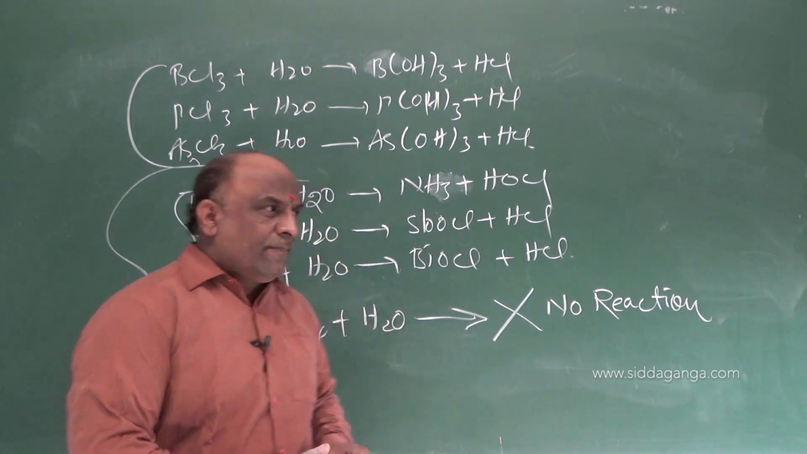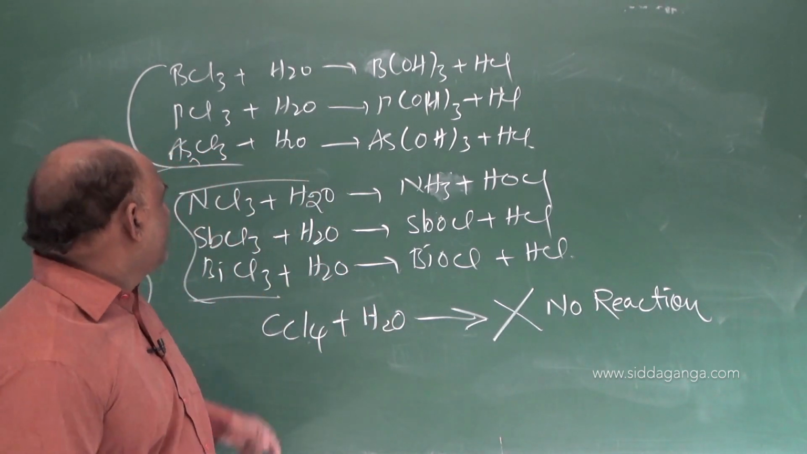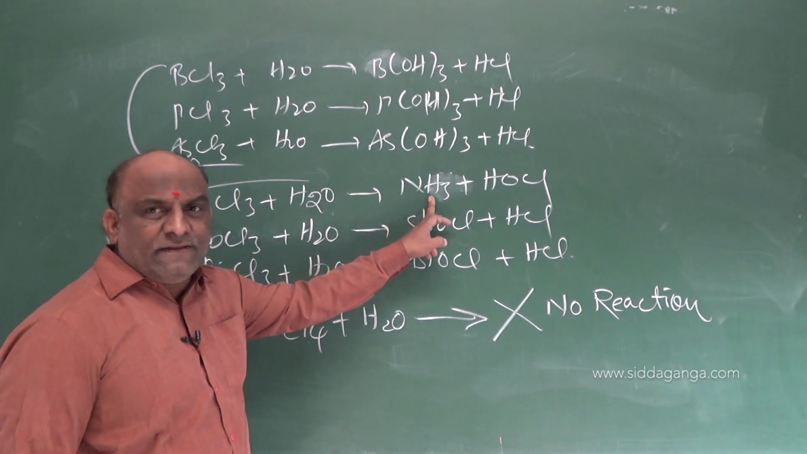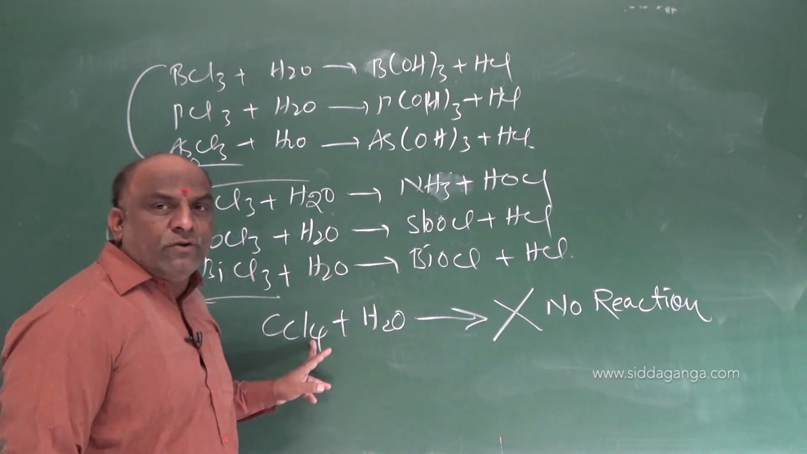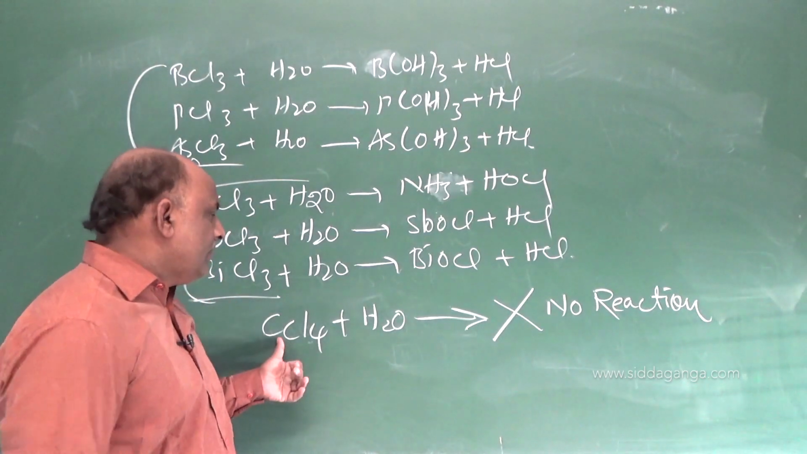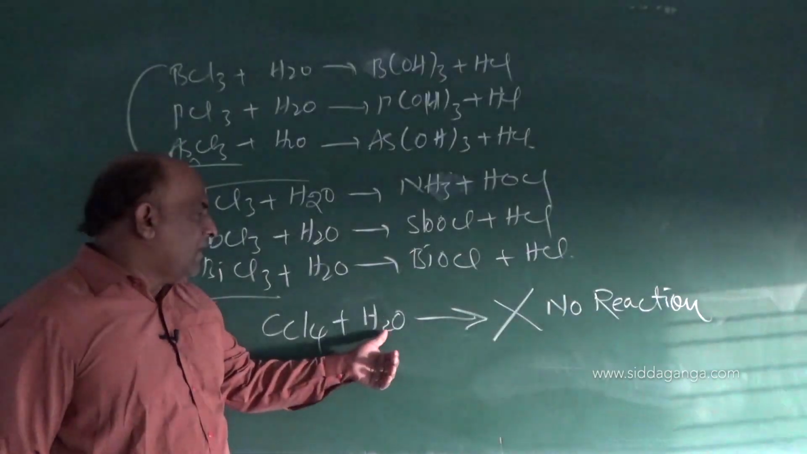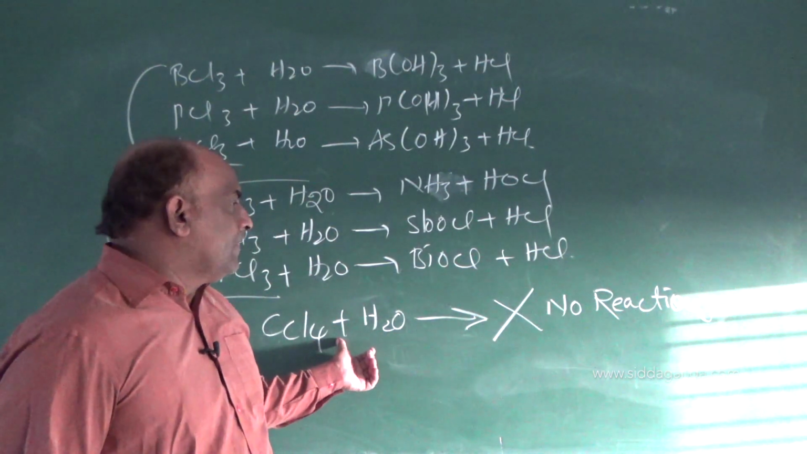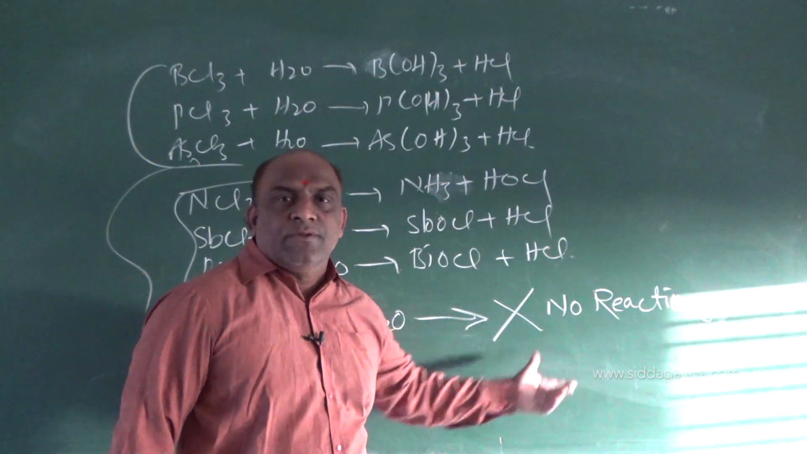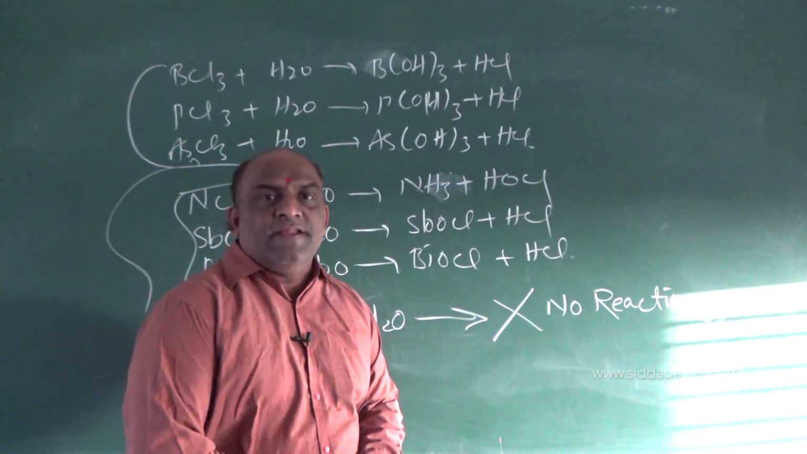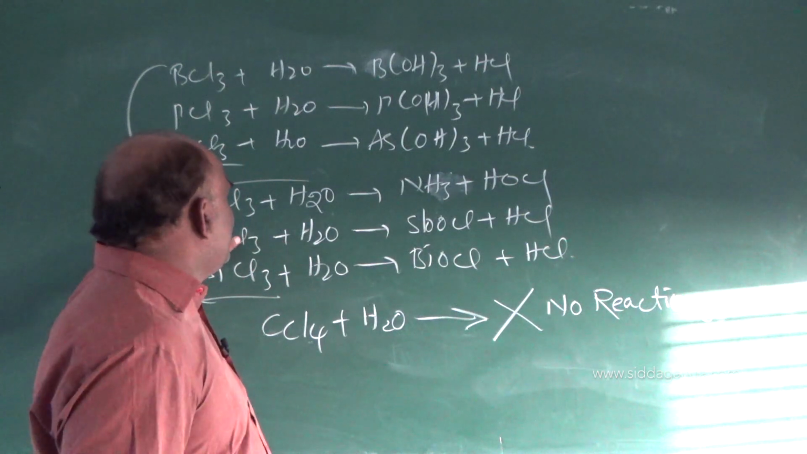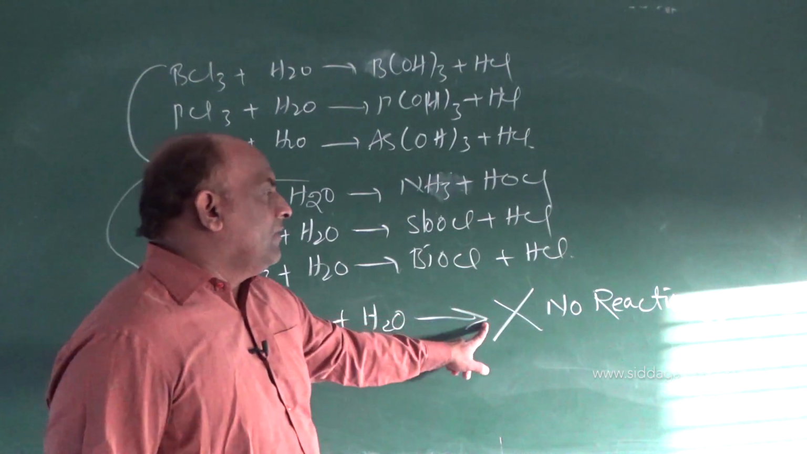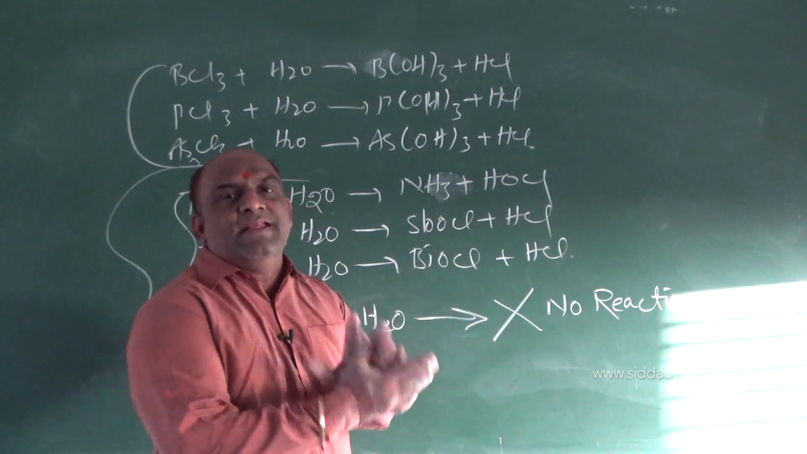So dear students, take a look at this reaction. NCl3 on hydrolysis liberates NH3. Coming to CCl4, carbon tetrachloride, in hydrolysis of carbon tetrachloride there is no reaction. Why? What is the reason? Why does NCl3 on hydrolysis produce NH3, while CCl4 gives no product? What will be the reason?